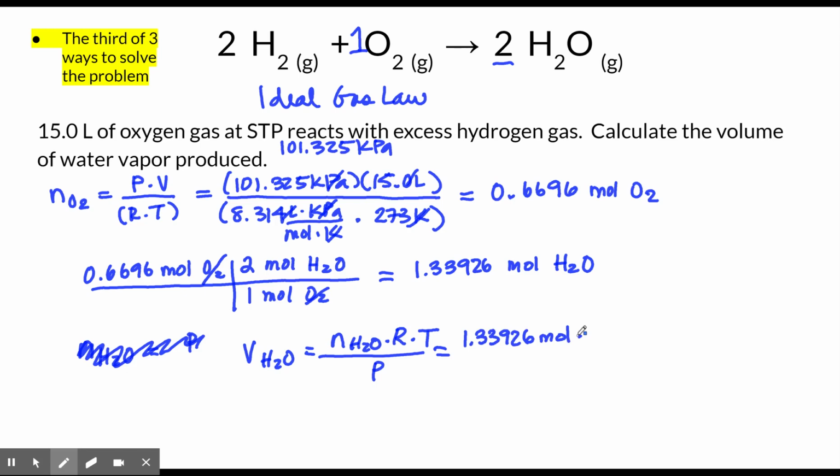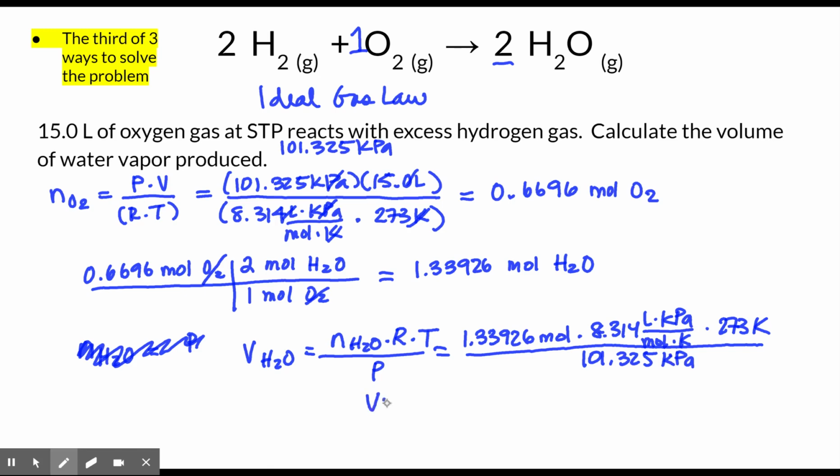Times, we can use kPa again, so 8.314 liters times kPa over mole K, times temperature is, again, 273 K, since it is still at STP, and divide by 101.325 kPa, because it is, again, at standard pressure. So when you solve for the volume of water, you will get liters, and the answer is exactly 30. I have 3 significant figures, so I'm just going to put 30.0 liters as my answer.